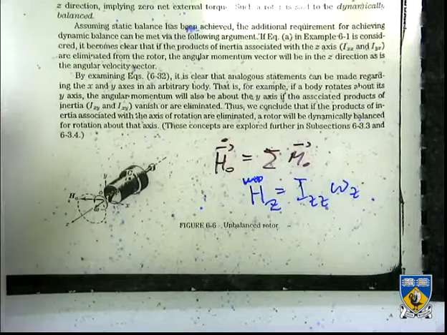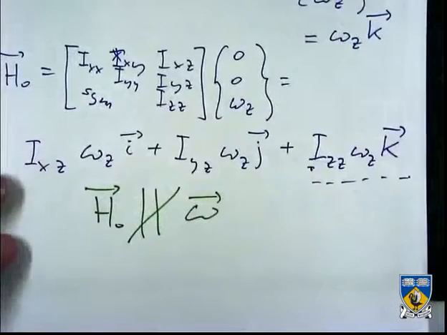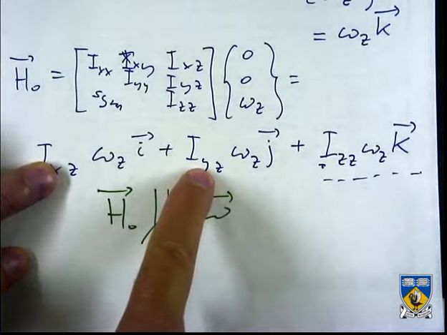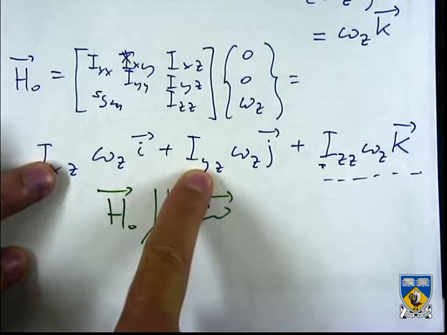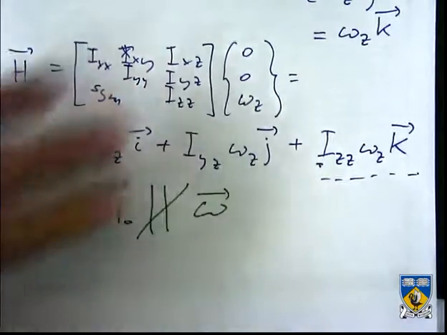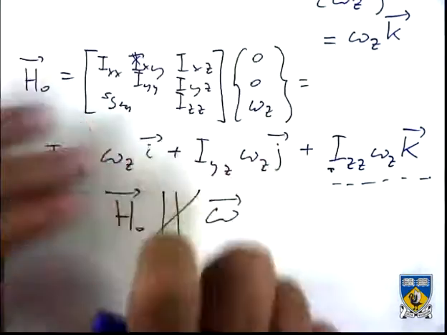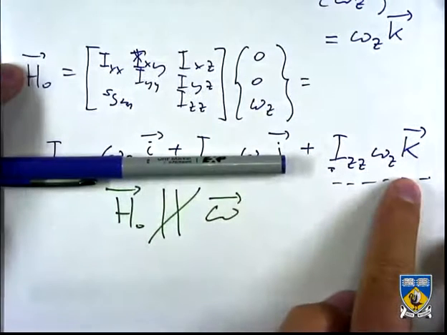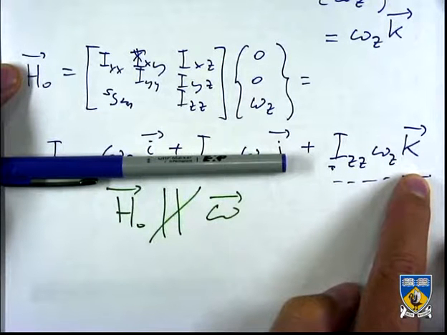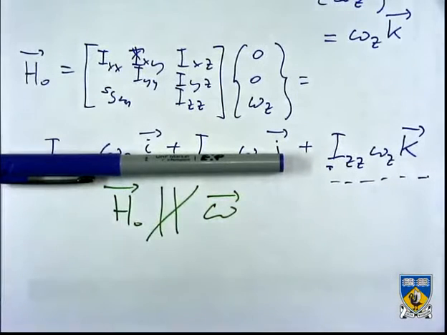And we can see that this can happen only when we make sure that this guy and this guy are 0. So dynamic balancing is making the off-diagonal components in the inertia matrix 0, so that you end up just with this, right? And then H0 is along axis Z, and then everyone lives happily ever after, right? Any questions?